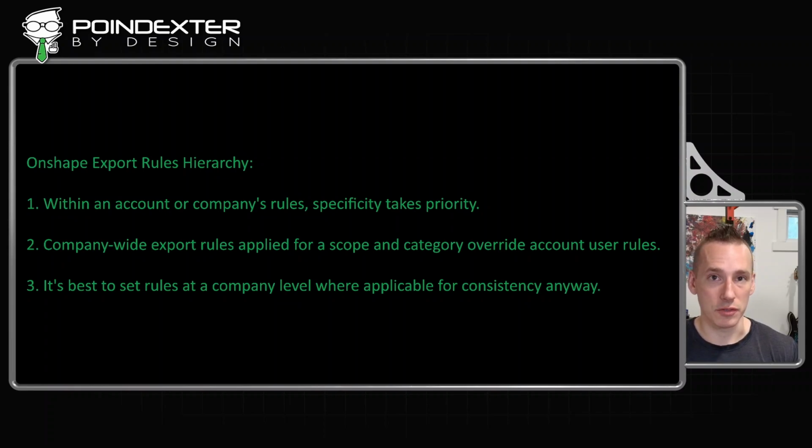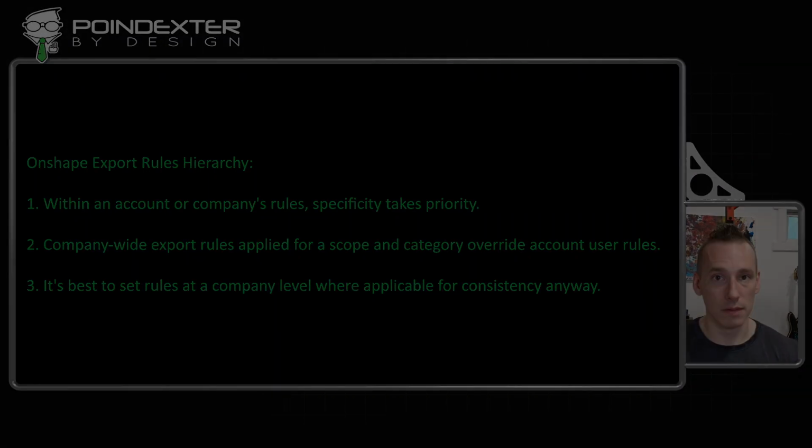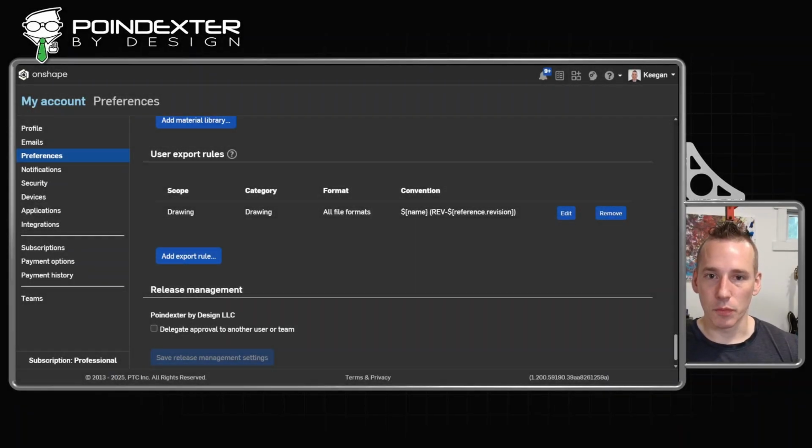So work with your administrator, or if you're the administrator, get that set up rather than having everyone assign them at the account level. Let's take a look at an example from an individual user's account preferences for Onshape export rules. So I'm under my account preferences. Right now I have a generalized all formats drawing export rule that populates a name and revision level.